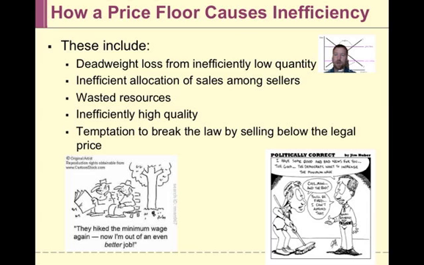Inefficiently high quality. The butter that we want, we would be willing to pay a lower price for a little less better quality butter. But because the price is so high, the quality is a lot higher than what we really care for. We really don't care for that. We like it where the equilibrium price would be. And then the temptation to break the law by selling below the legal price. You can look at some of the cartoons below. Please note that I try to make fun of conservatives and liberals equally.